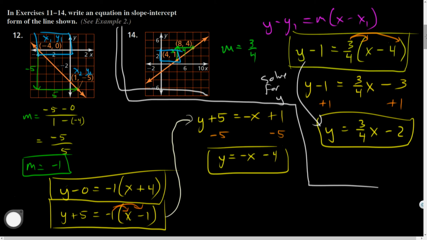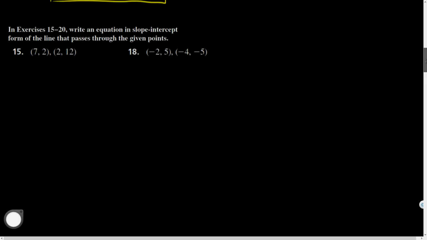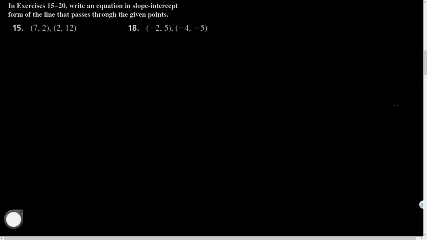Let's get to the trickier problems. Okay, here we go. No graph. I can't read slope off the graph, but I still know how to find slope. I've got 2 points. How many lines pass through 2 points? There's only one line that will ever pass through 2 points, as long as they're 2 different points, right? So here we go. Watch this. 12 minus 2 over 2 minus 7. I'm just doing y2 minus y1 over x2 minus x1.